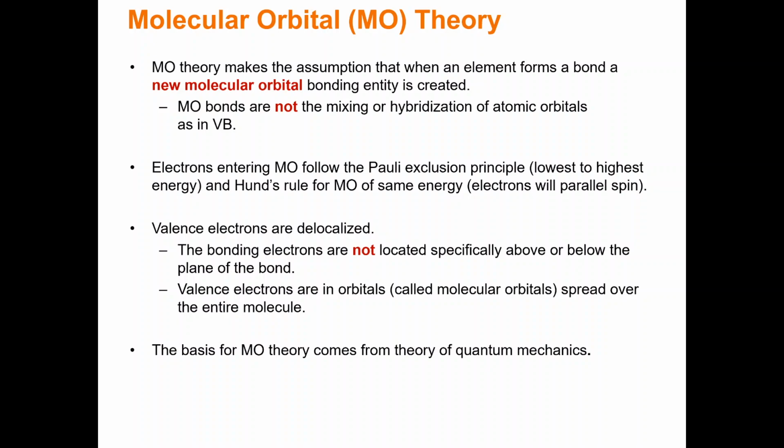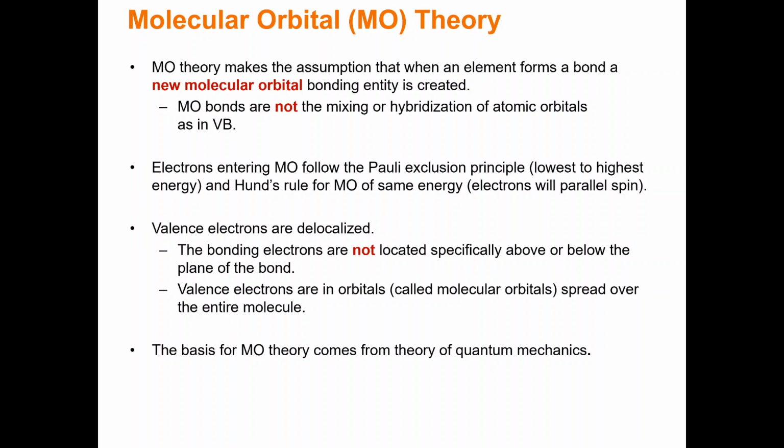Electrons entering these molecular orbitals follow the Pauli exclusion principle, and they follow Hund's rule. So in this theory, valence electrons are delocalized, and the bonding electrons are not located specifically above or below the plane of the bond. Valence electrons are in orbitals called molecular orbitals spread out over the entire molecule.